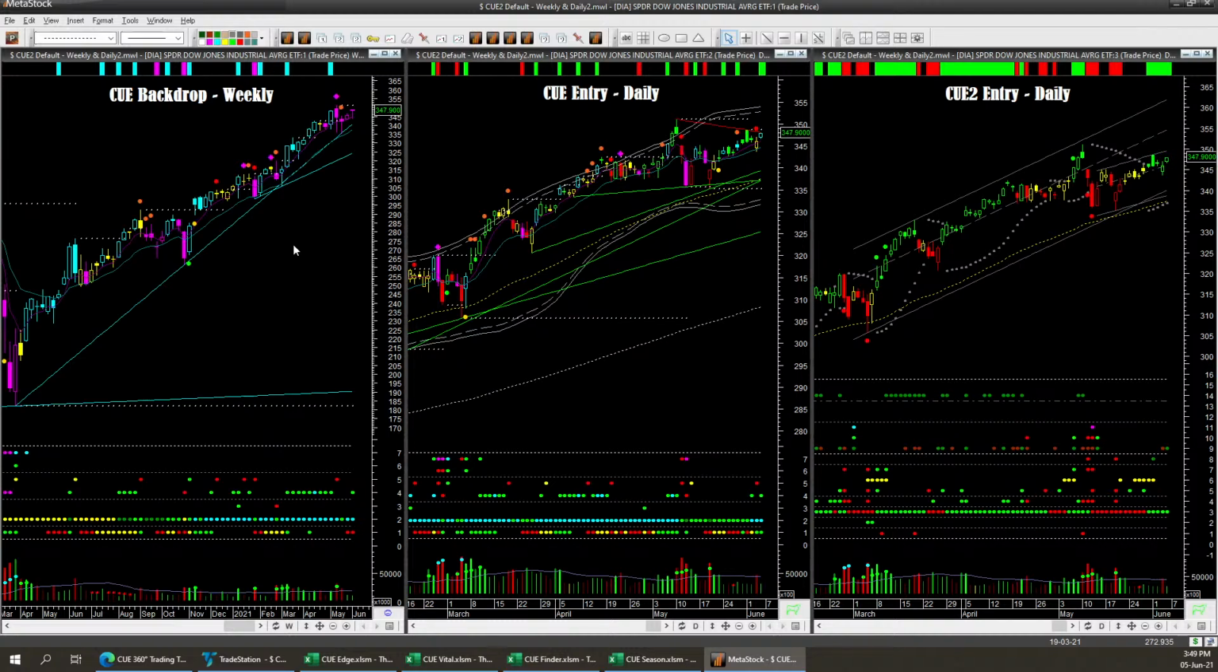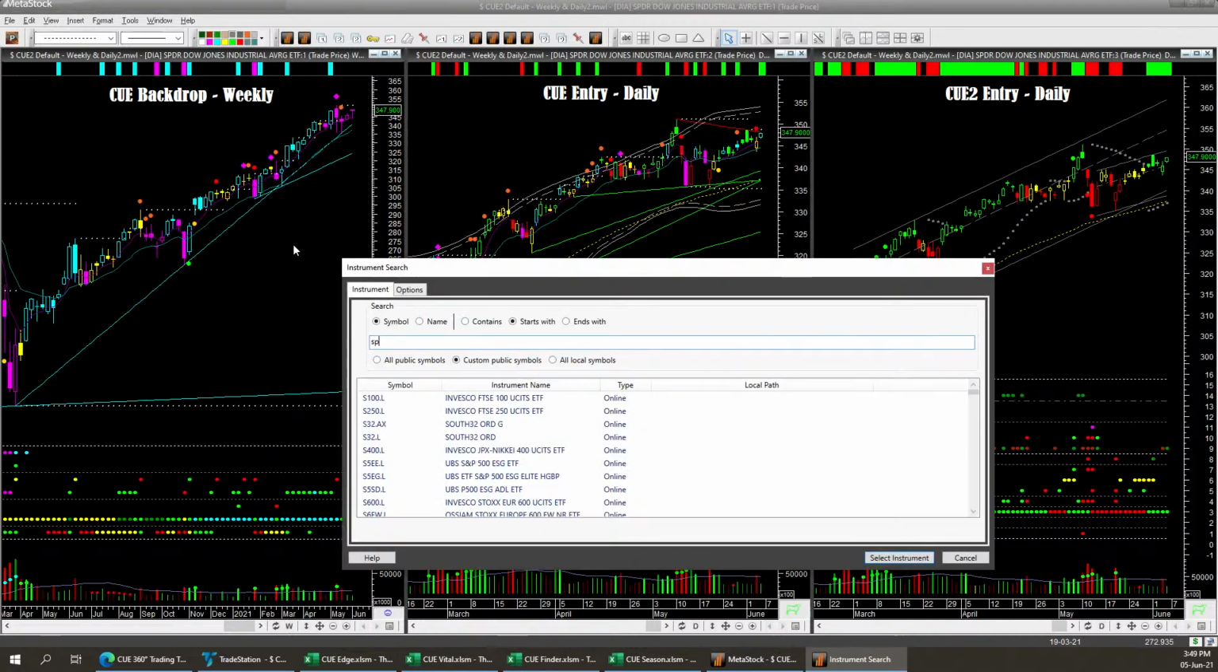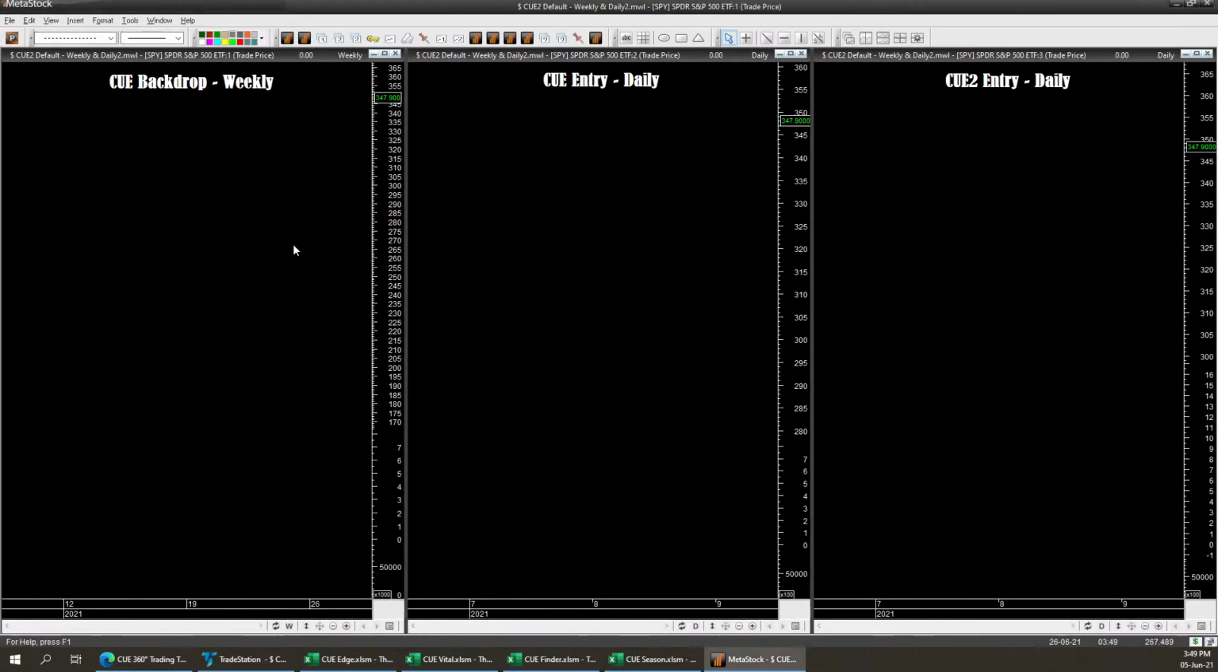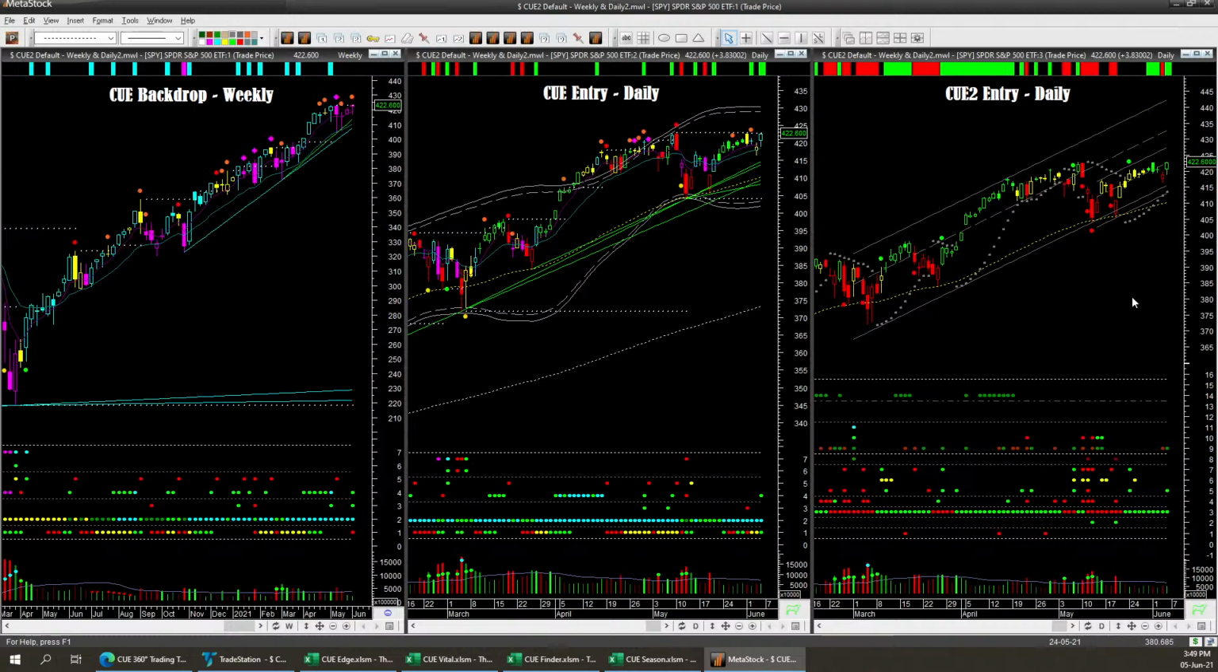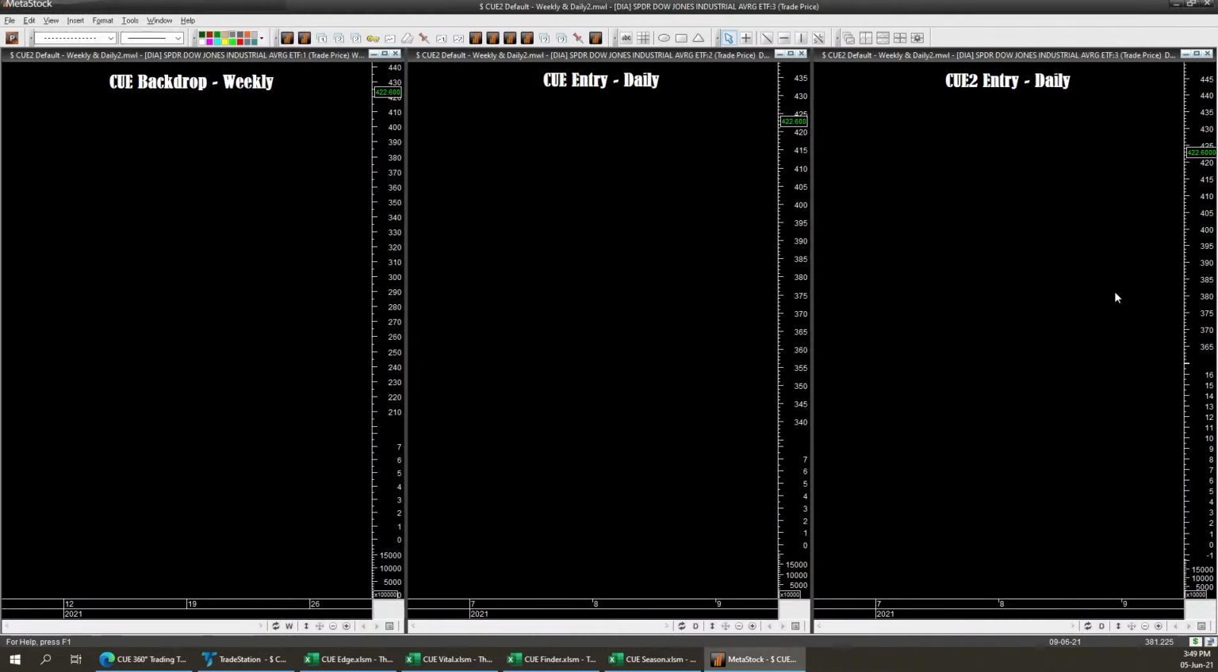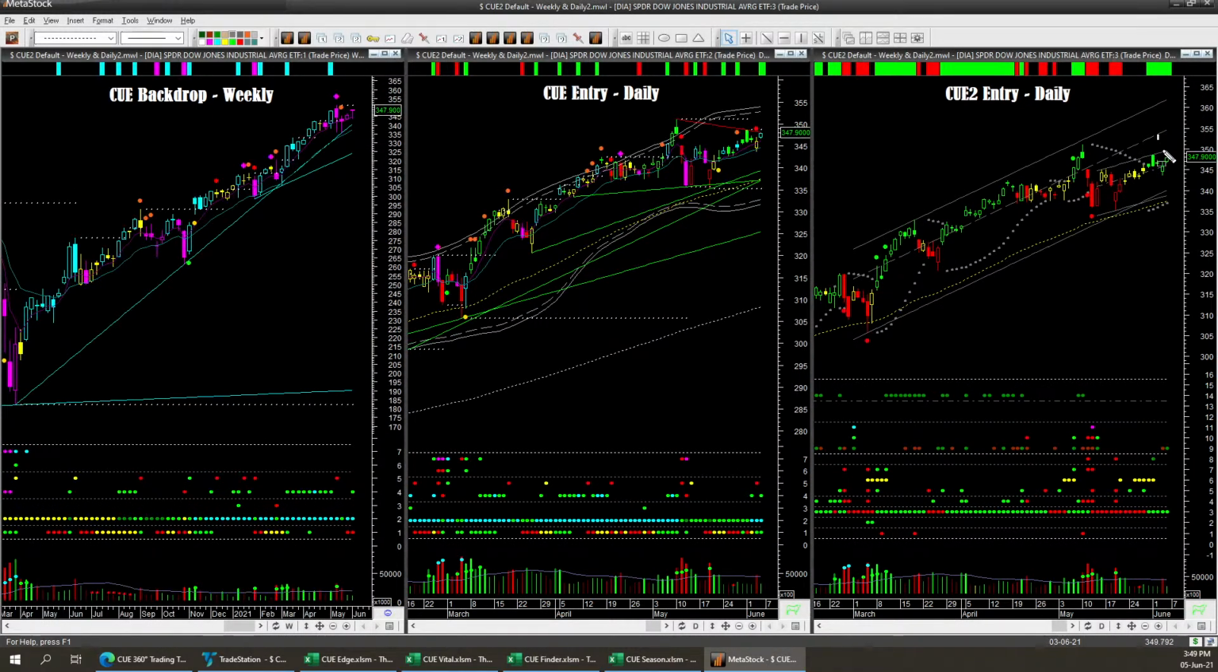In fact, let's look back to SPY one more time. I noticed one thing. SPY has no kahuna. Kahuna is one of the momentum indicators in the new template. DIA has no kahuna. No kahuna.